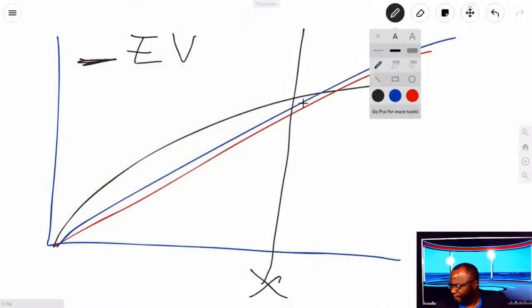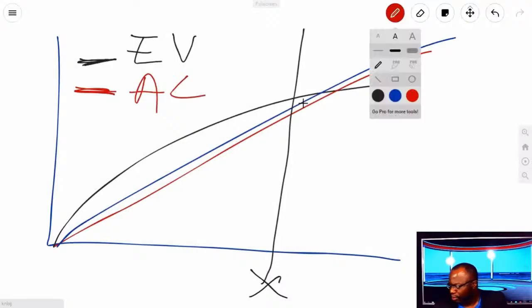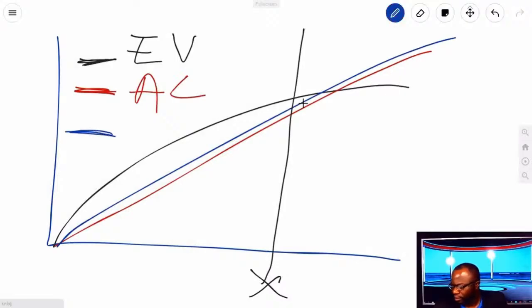So EV is the black line. Let's say the red line is AC and the blue line is PV, for example. The question then, to make this pragmatic, is what is the state of the project? Can you guys chat into me? At point X, what is the state of the project? Can you just tell me it is over budget and ahead of schedule, or over budget and behind schedule? Just chat into me, whatever you can make of it.